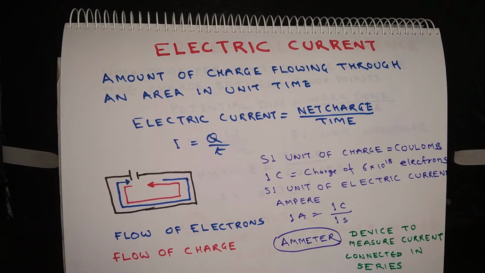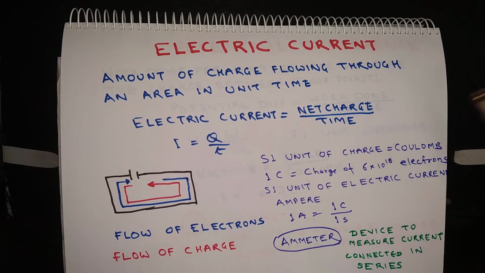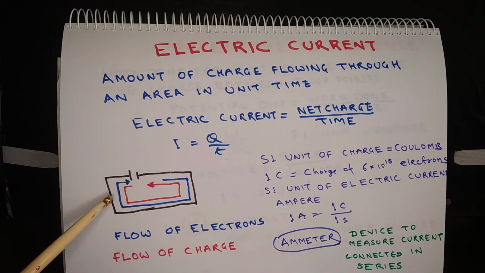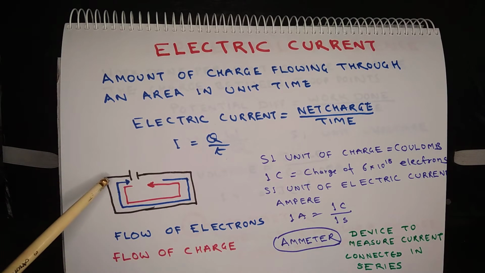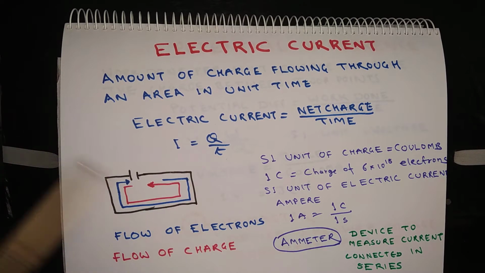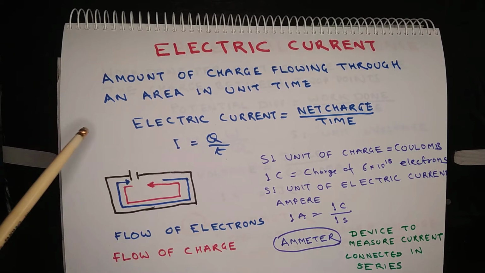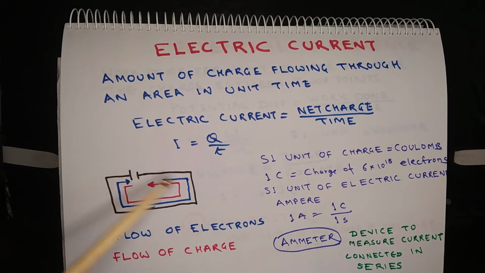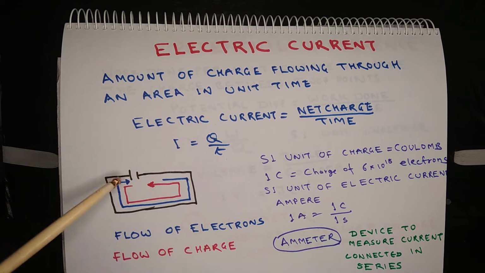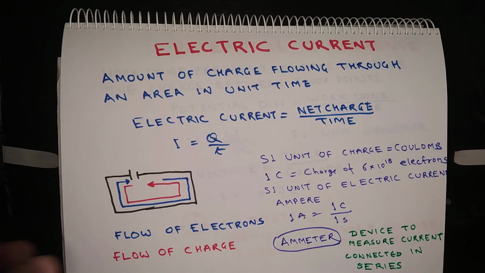The device which is used to measure electric current is called ammeter, and it is connected in series with a component for which we have to measure the electric current. Now this diagram shows the direction of charge as per the convention. So as per the convention, the electrons flow from negative terminal to positive terminal as shown by the blue line over here, and the electric charge flows in the opposite direction, which is shown by the red line, that is from positive terminal to the negative terminal.